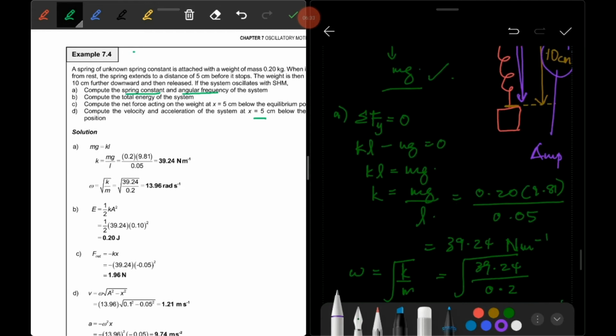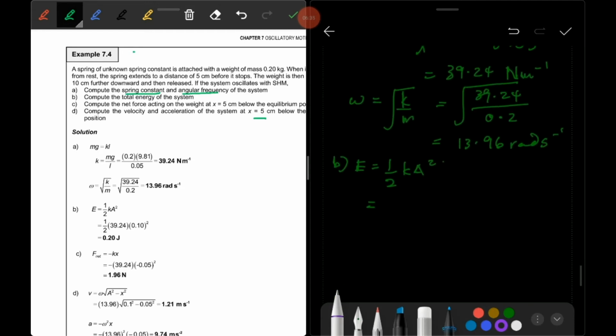Okay, so here if you want to calculate the total energy, it is equal to half kA squared. K is 39.24 and A here is 0.1, 0.1 squared. When you calculate, you will get the energy. The total energy is 0.2 joule.